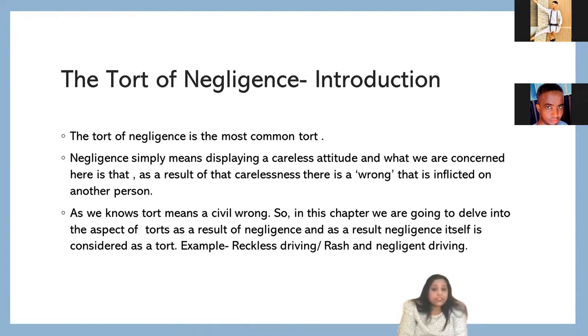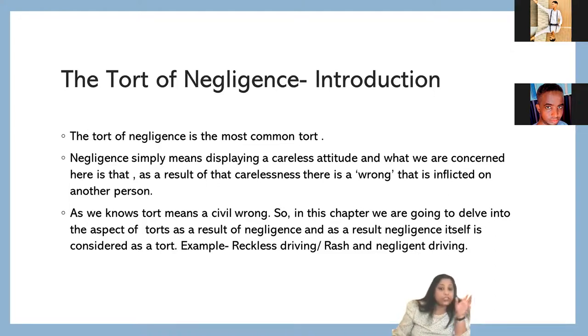Negligence simply means displaying a careless attitude, which you already know. And what we are concerned with here in this tort of negligence is that, as a result of that carelessness, there is a wrong that is inflicted on another person. Now, as we know, tort means a civil wrong. So in this chapter, we are going to delve into the aspect of tort as a result of negligence.